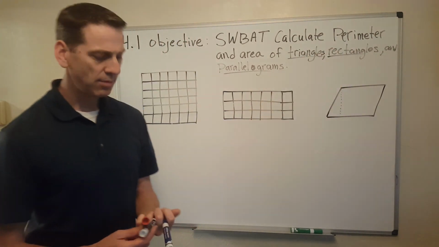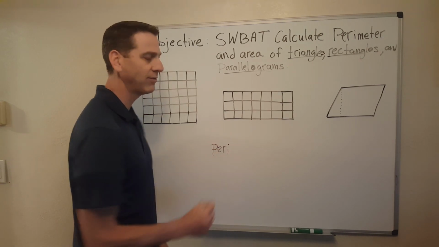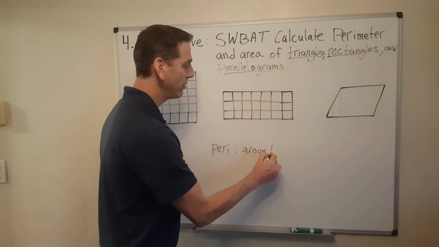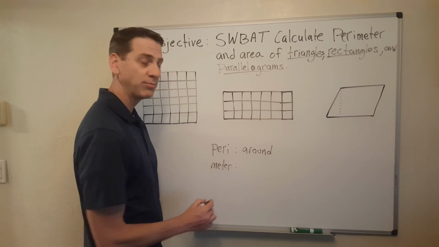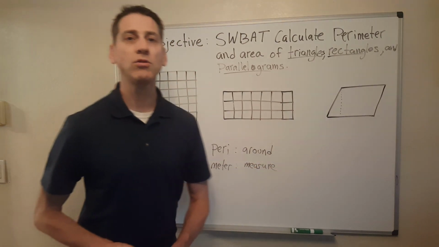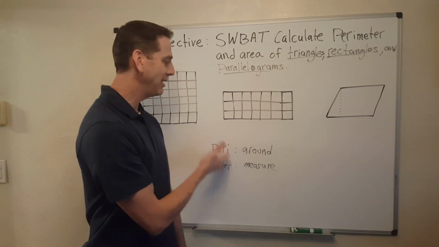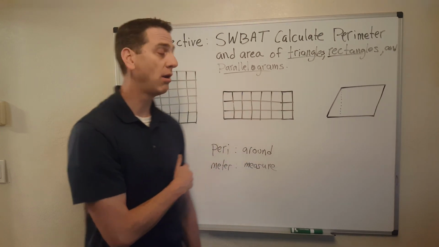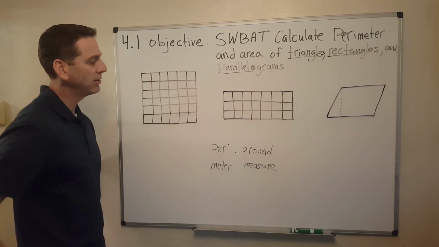Okay, perimeter. The word peri is a Greek preposition, which means around, right? And meter just means the measure or measurement. So quite literally, perimeter just simply means distance or measurement around an object. All right? So I have some objects here on the board. We're going to start with this guy right here.